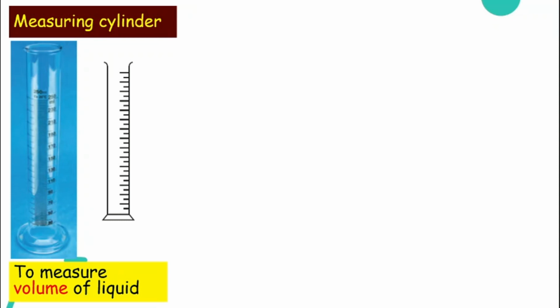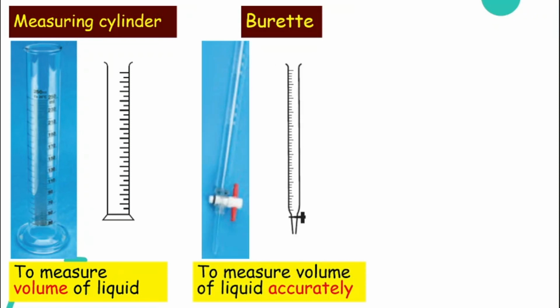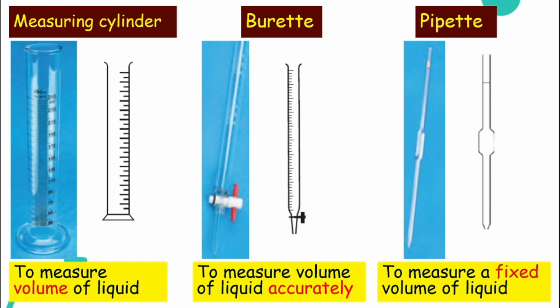Next, let's take a look at this. This is a measuring cylinder. We use this to measure the volume of liquid. And then we have also burette and also pipette. What is the function of burette and pipette? For burette, it is also to measure the volume of liquid, but we can measure it a lot more accurately. And for pipette, we actually use them to measure a fixed volume of liquid.